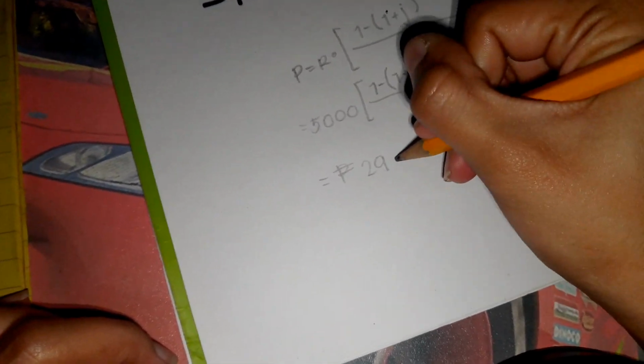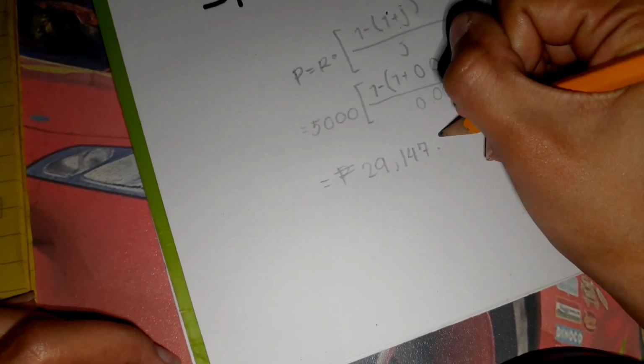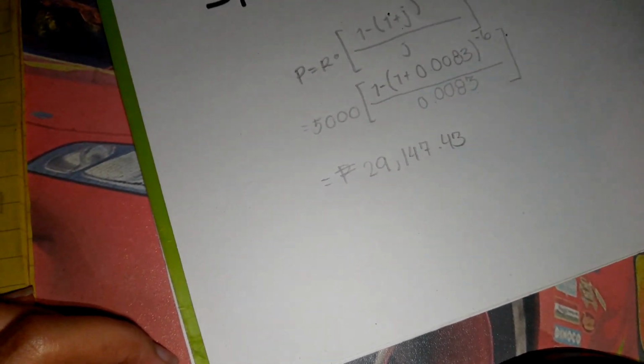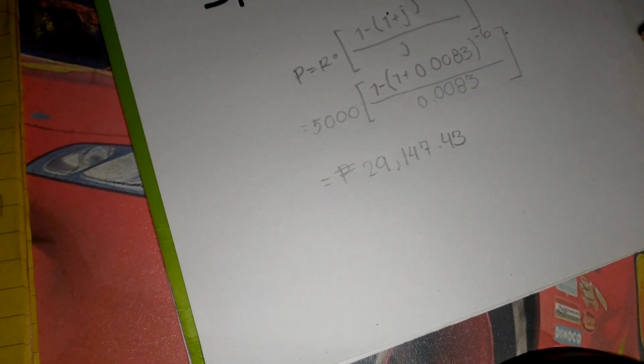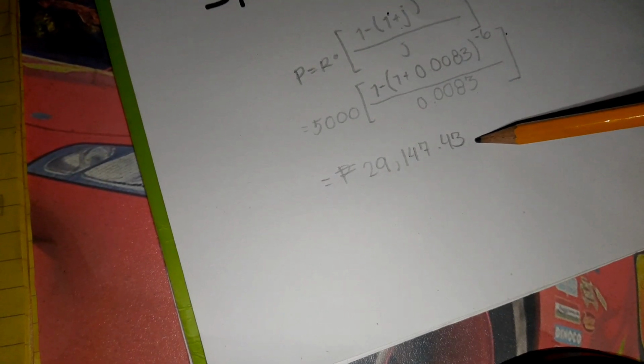So, ang final answer ay 29,147.43. So, ibig sabihin, at the end of 6 months, Miss L will be having the savings of 29,147.43.